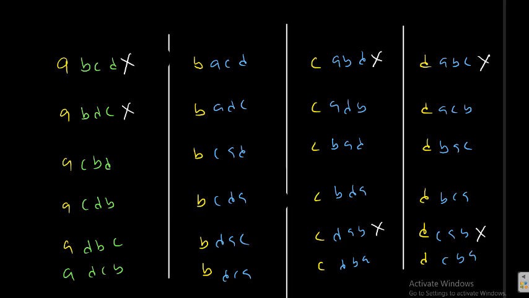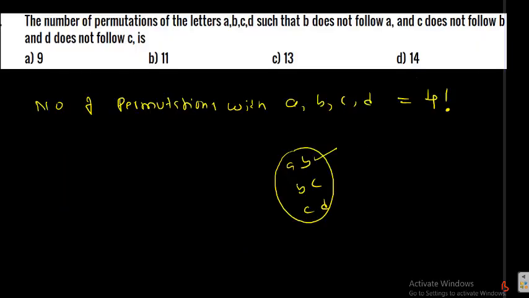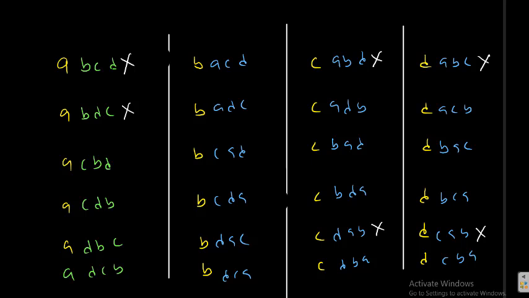Next, c follows b, BC. See here BC, this should be removed. BC, this should be removed. Okay, students, observe with care, this should be removed. BC, this should be removed.